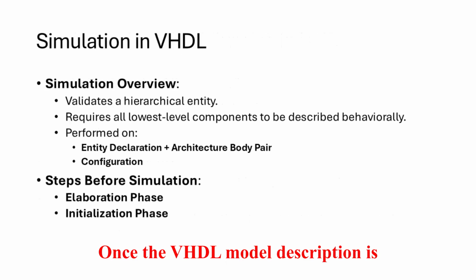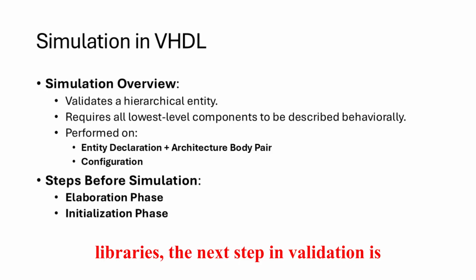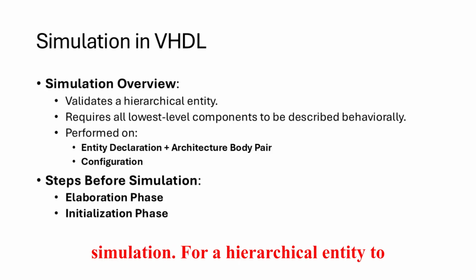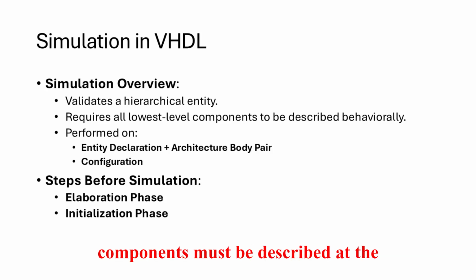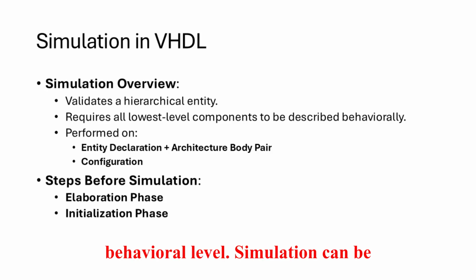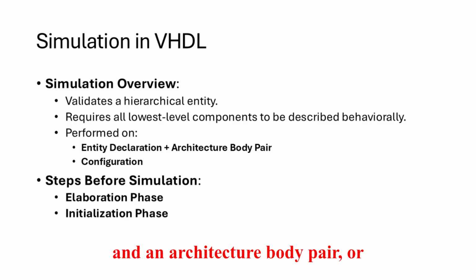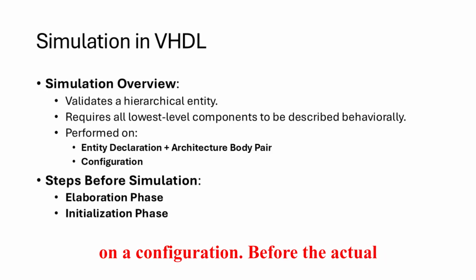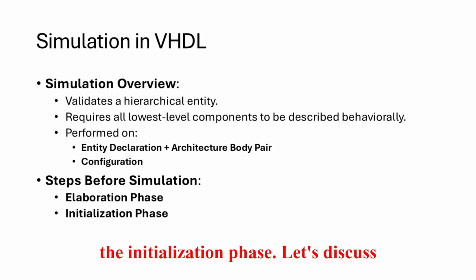Once the VHDL model description is successfully compiled into design libraries, the next step in validation is simulation. For a hierarchical entity to be simulated, all of its lowest level components must be described at the behavioral level. Simulation can be performed either on an entity declaration and an architecture body pair, or on a configuration. Before the actual simulation begins, two major steps must be completed: the elaboration phase and the initialization phase. Let's discuss these steps in detail in the next slide.